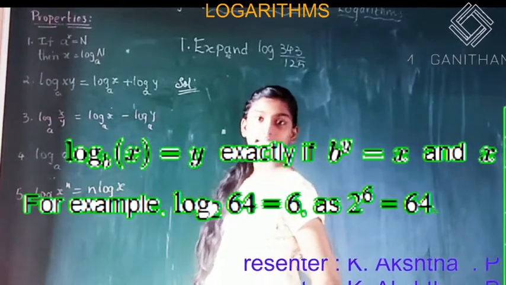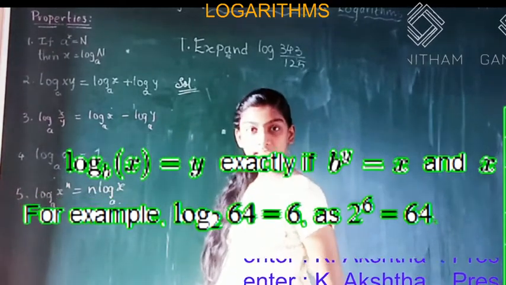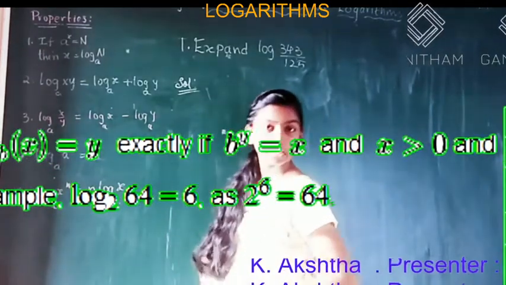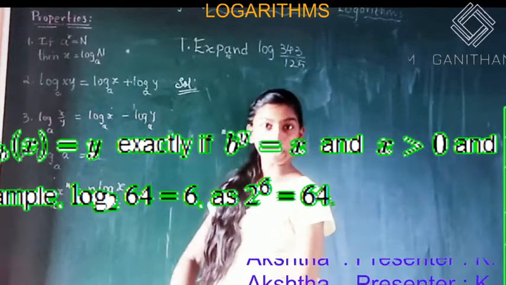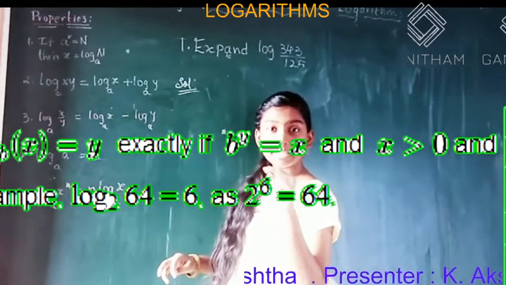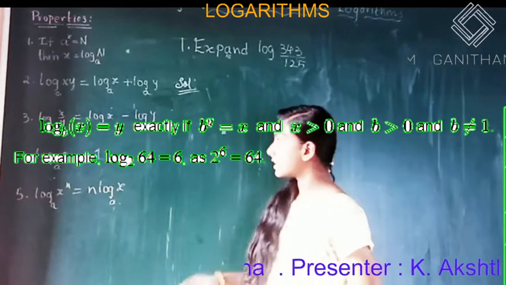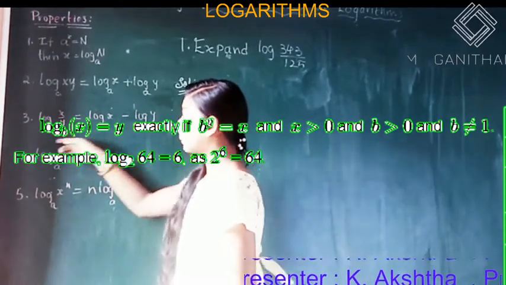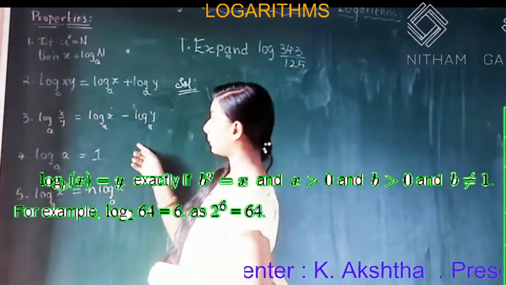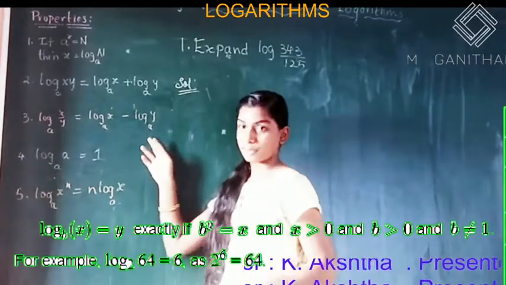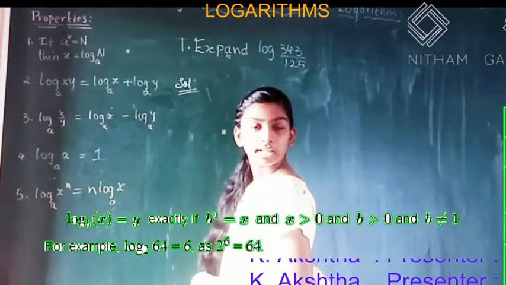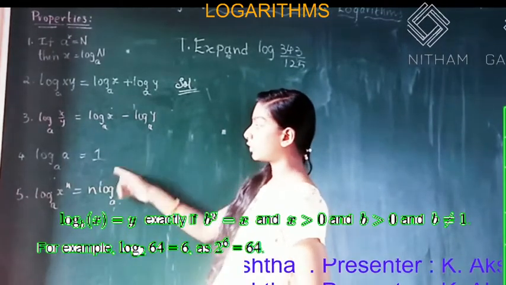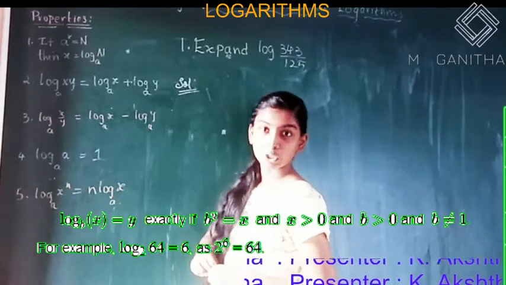Log xy to the base a is equal to log x to the base a plus log y to the base a. And then the third formula is that log x by y to the base a is equal to log x to the base a minus log y to the base a. So that was the third formula. And the fourth formula is log a to the base a is equal to 1.